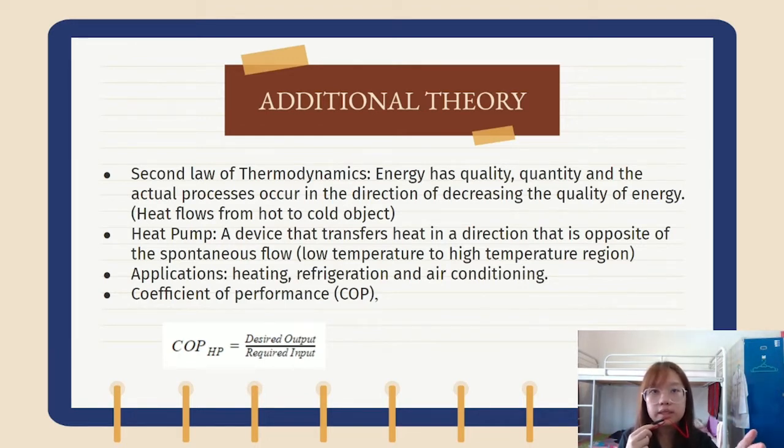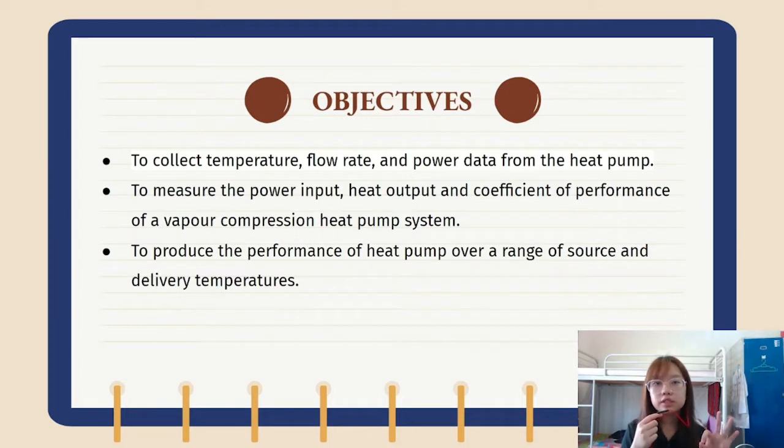by the required input. So there are three objectives for this lab report, which are to collect the temperature, flow rate, and power data from the heat pump, to measure the power input, heat output, and coefficient of performance of the heat pump system, and the last one is to produce the performance of the heat pump over a range of source and delivery temperatures.